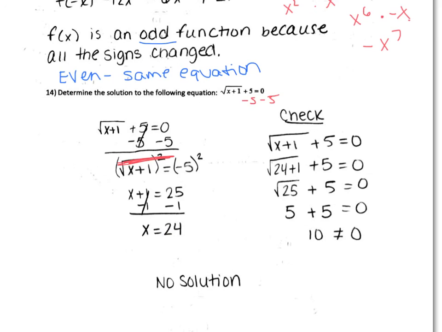Now, some of you that don't check would just say, okay, 24 is the answer. But technically, there's no solution because when I check, it actually does not work. So I get radical x plus 1 plus 5 equals 0. Plug in 24. Square root of 25 is 5. 5 plus 5 is not 0. So because it does not check out, there is in fact no solution. So be very careful when you are checking.